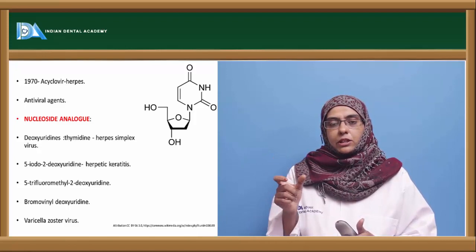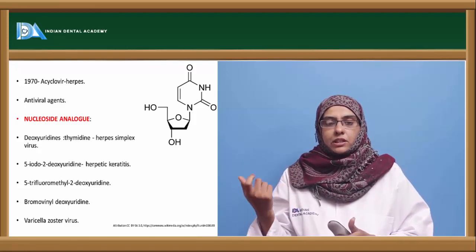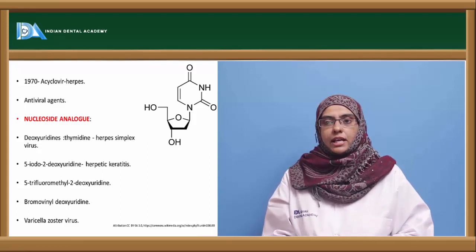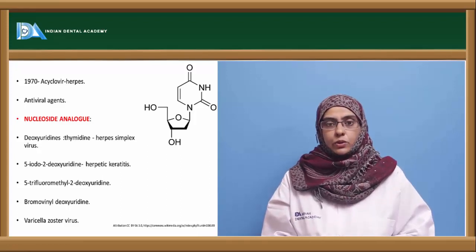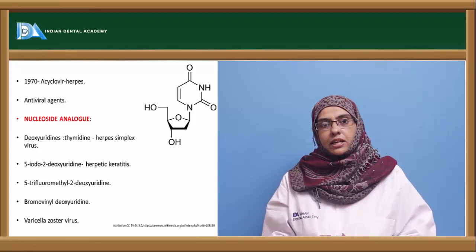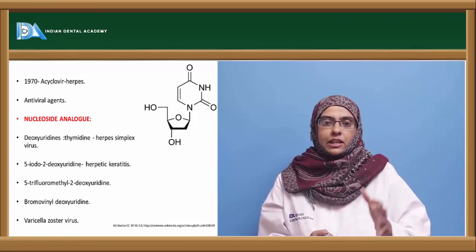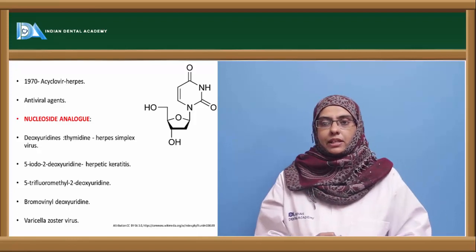This is said to be a bit toxic towards the host cell also. So a modified form of deoxyuridine called 5-iodo-2-deoxyuridine was produced against herpetic keratitis. These are the analogs that usually target the DNA of the host cell and prevent the viral infection.